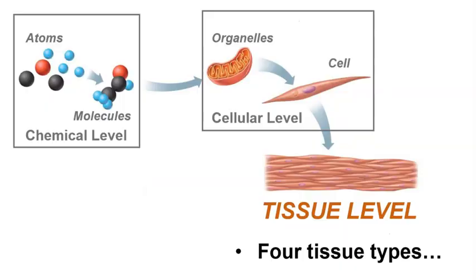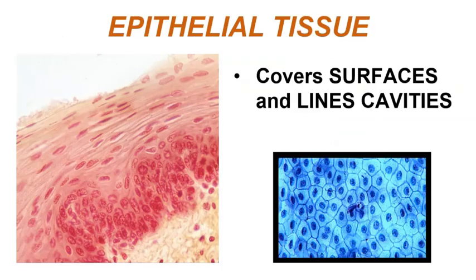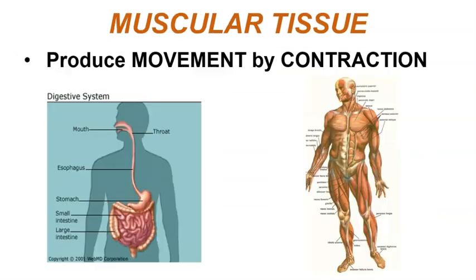So from cells, we can build tissues, and tissues are groups of similar cells that have a common function or purpose. We're going to examine and encounter 4 tissue types within the human body. The first is the epithelial tissues, and the epithelial tissues cover the body's surfaces and line the body's cavities. Muscular tissues are going to produce movement by contracting or shortening.